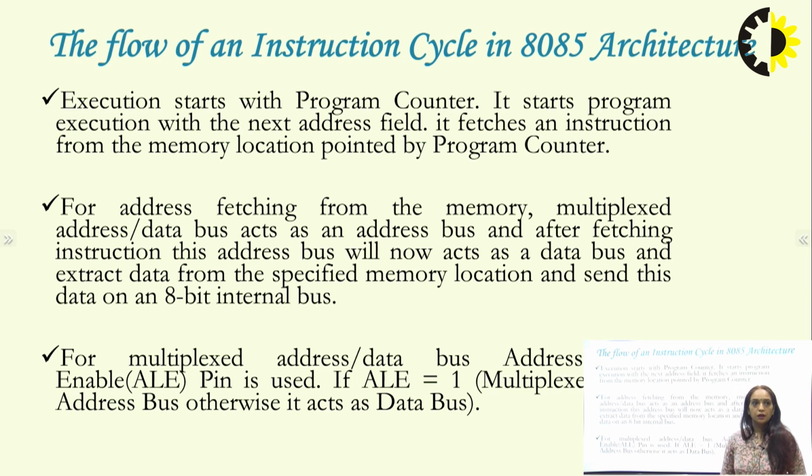Now let us check the flow of instruction in 8085. Whenever we start the microprocessor, the execution will start from the program counter. Whatever address is stored in the program counter, the execution will start from that point. So it fetches an instruction from the memory location pointed to by the program counter.